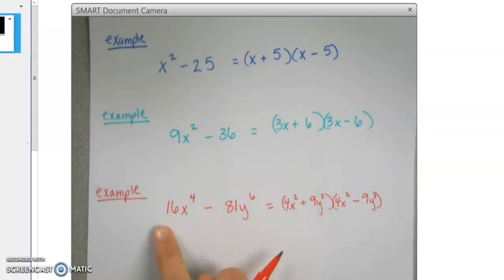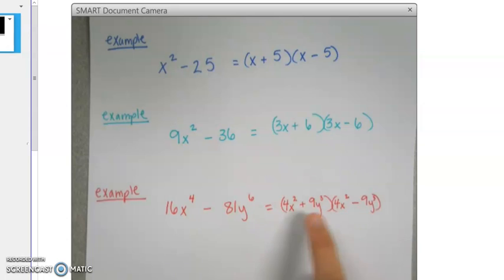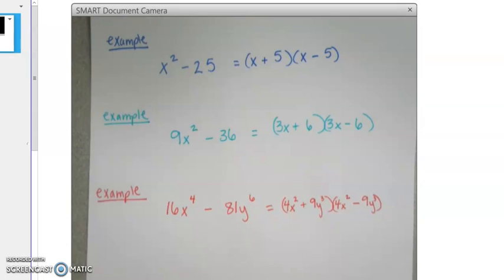So don't be intimidated by these big ones. You just take it one piece at a time. Notice your factors are always the exact same. One gets a plus, one gets a minus. So that is all for factoring difference of squares.